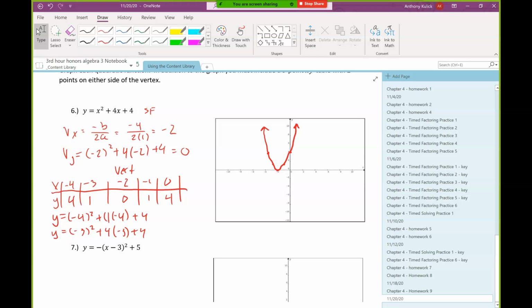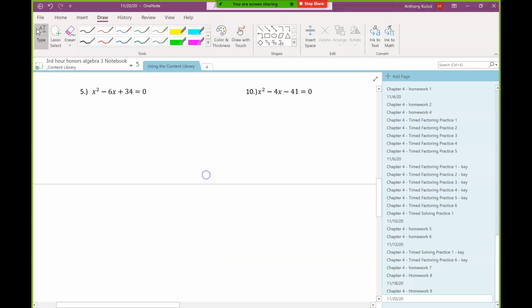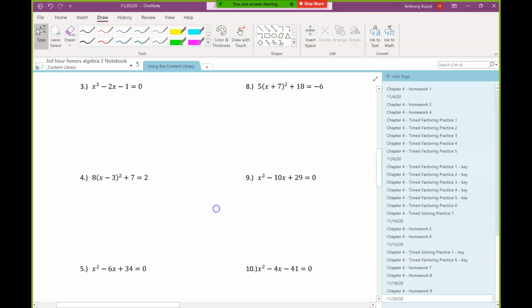And then we want to look at number 4 from homework 7. So just slide back over to homework 7. Looking at number 4. Okay. I notice that this is a vertex form equation. So to solve a vertex form equation, I'm going to use the reverse order of operations. So I'll start by subtracting 7 from both sides. And then dividing both sides by 8.